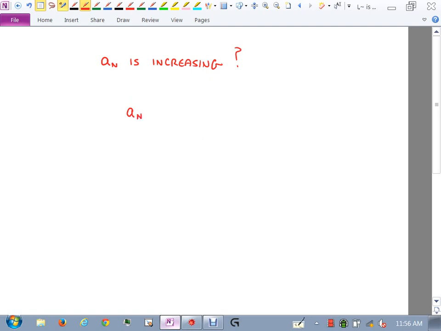Now, to be increasing means that this has to be true, doesn't it? That has to be true to say something is increasing. The nth one is smaller than the next one, the n plus 1. So this is where we have to actually do a little algebra. What is a sub n? It's 1 minus 1 over n, isn't it? That's the definition of the sequence I'm talking about. I need to show you and convince you that that's less than 1 minus 1 over what? n plus 1.